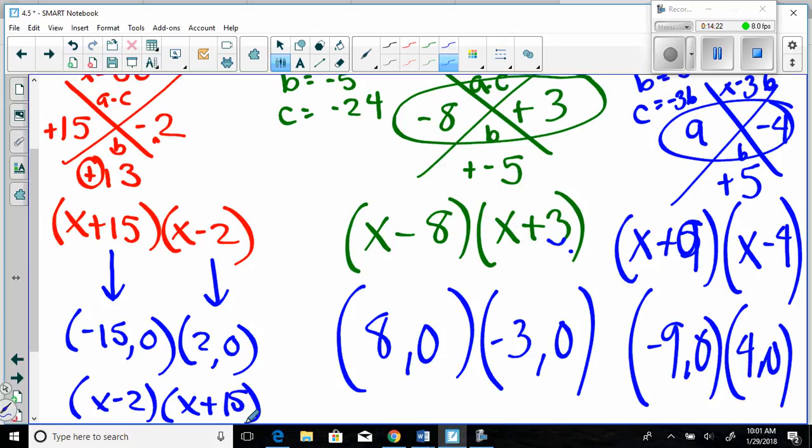You just need to be careful because when we're adding, we know what sign to use by looking at this. So if we're multiplying to a negative and adding to a positive, you know the bigger factor has to have the plus sign. The other two, if you're multiplying to a positive, they're both the same sign. So they're either both negative or both positive.